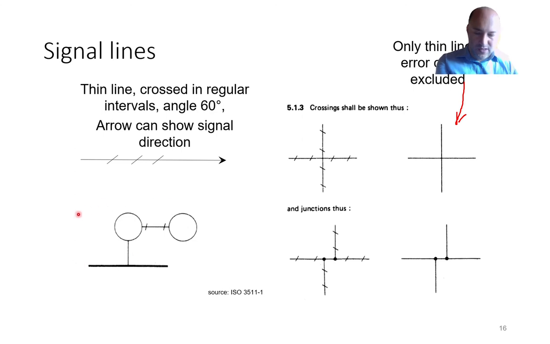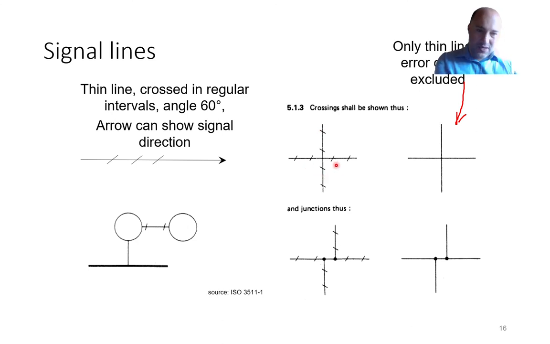So if we have an example like this, we have the material, so this would be the pipe, and we measure something. We measure, for example, temperature. So this is my sensor, this is my transmitter. I transmit the signal to some recorder, and here it's clear the signal cannot go like that. So here we have no arrow, but we could have an arrow if it would help us to clarify the flow of signal.